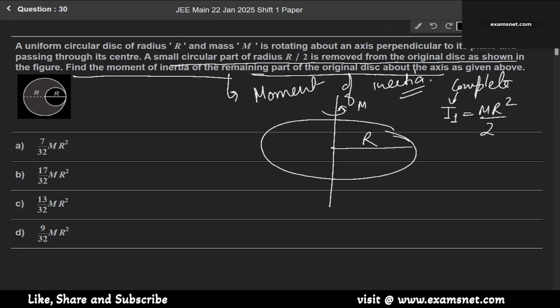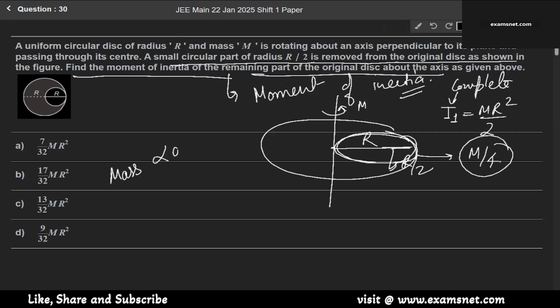Now according to the question, a small circular part of radius r by 2 is removed from the original disk. Let us say this part's radius is r by 2. It is removed from the original disk. Disk means area, so its mass will become m by 4. How m by 4? As we know that mass is directly proportional to area, and area is directly proportional to r square. So if the radius changes from capital R to r by 2, the mass will become 1 by 4th. So here the mass will be m by 4.